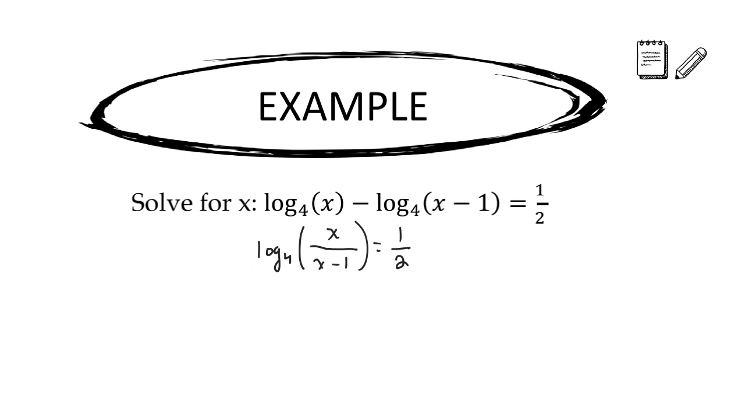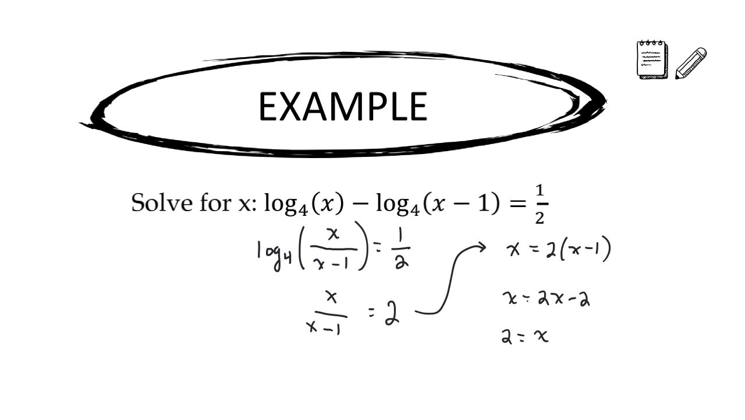In my next step, I will get this out of logarithmic form into exponential form by raising the base 4 to 1/2, giving me 2. 4 to the half power is 2, and that's equal to x over x minus 1. From here, I can proceed as I normally would, maybe multiplying both sides by an x minus 1 to get this. Distributing a 2 gives me this equation, and thus 2 would be equal to x.